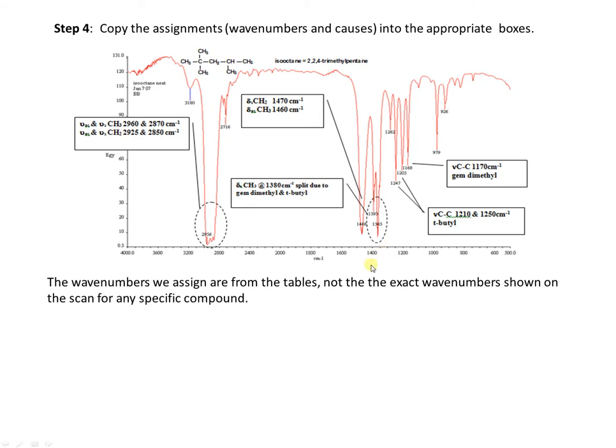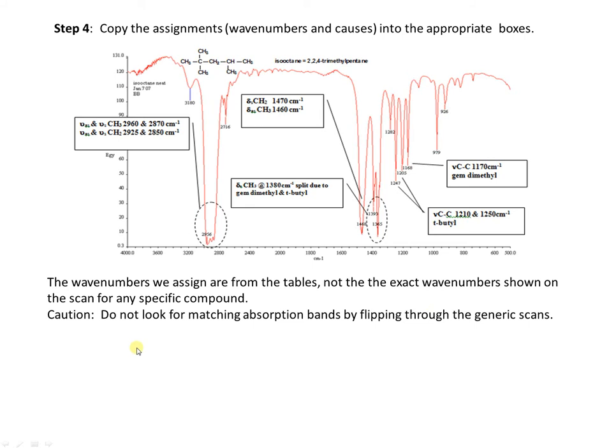So notice that the wave numbers that we assign in these boxes are not taken from the tables. I did not write 1168 here. What would be the point? It's already shown here. What I want you to write here are the wave numbers taken from the tables, not the wave numbers listed on a particular scan. Every different hydrocarbon will have a slightly different wave number where a given absorption occurs, but on average it'll be close to the values from the table, and by writing these out on a regular basis you will start to be familiar, if not learn them, without really even trying.